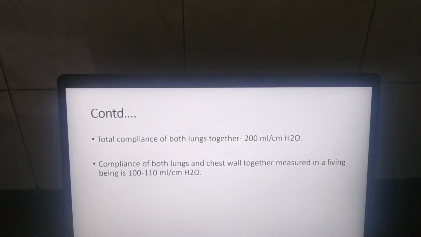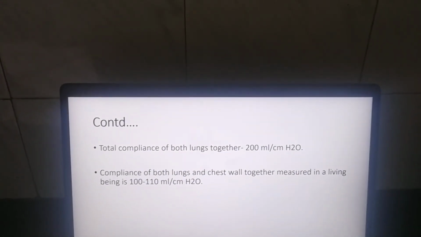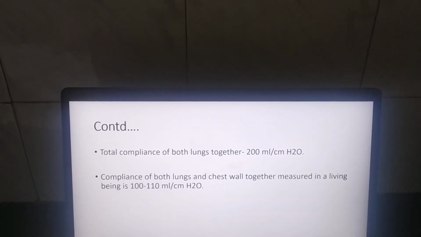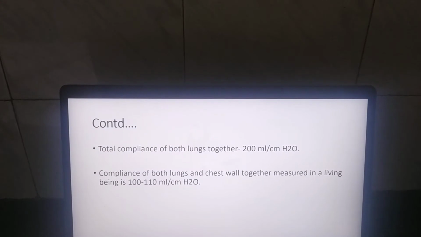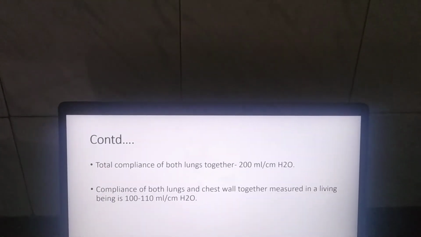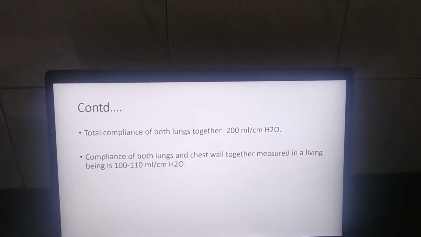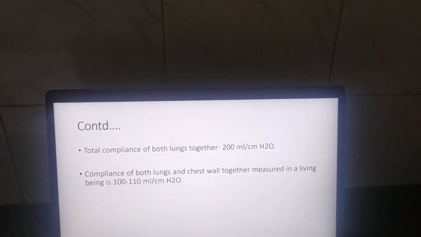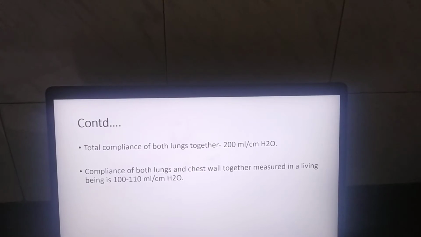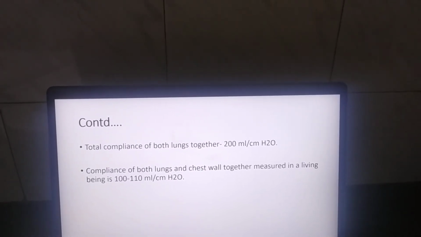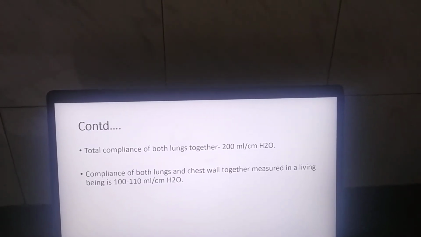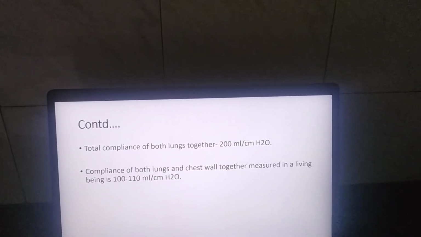Now if we talk about compliance of lung plus chest wall, or thoracic system together, then what will be the compliance? During inspiration, thorax expands, pleura moves, lung expands. So compliance becomes half of the static lung compliance. Compliance of lung alone is 100 to 110 ml per centimeter of water pressure. So what is the reason behind that?